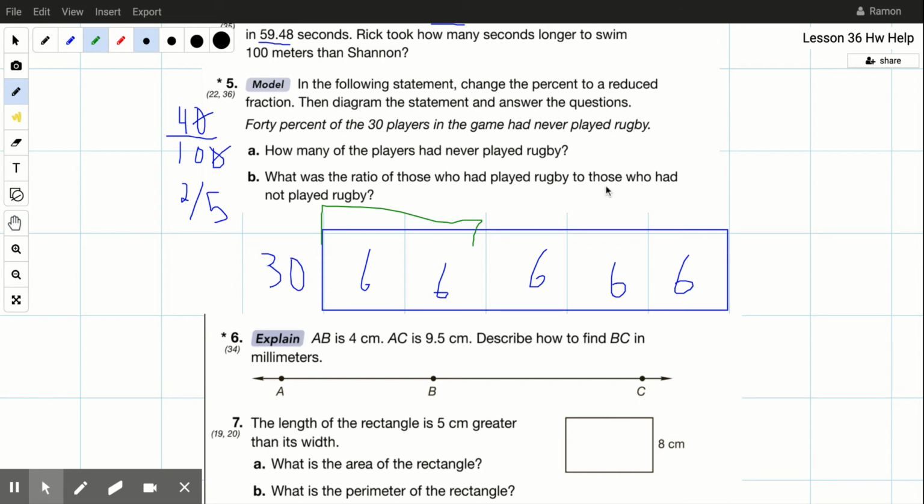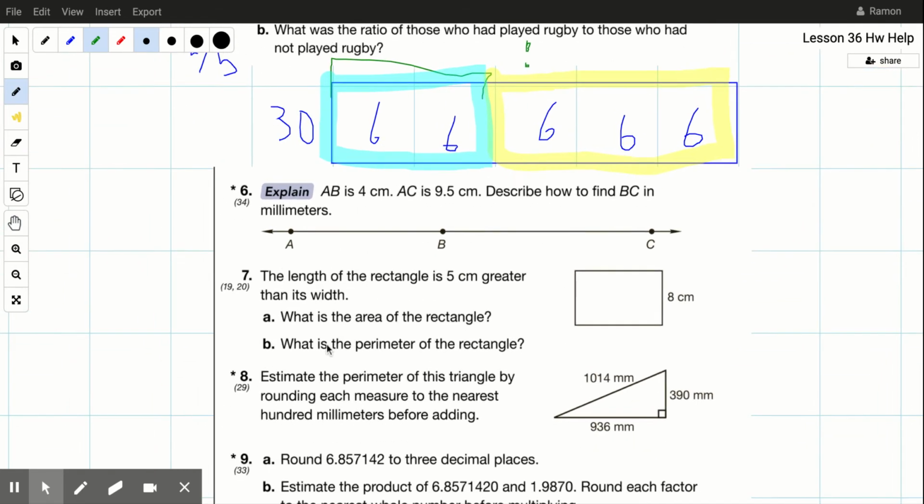What was the ratio of those who had played rugby to those who had not? So we need to find how many had played rugby. That's going to be your first number. You want to total them up. Compared to the ones who had not played rugby, you want to total them up here. And then make sure that you simplify it if you can once you find the sum of everything.